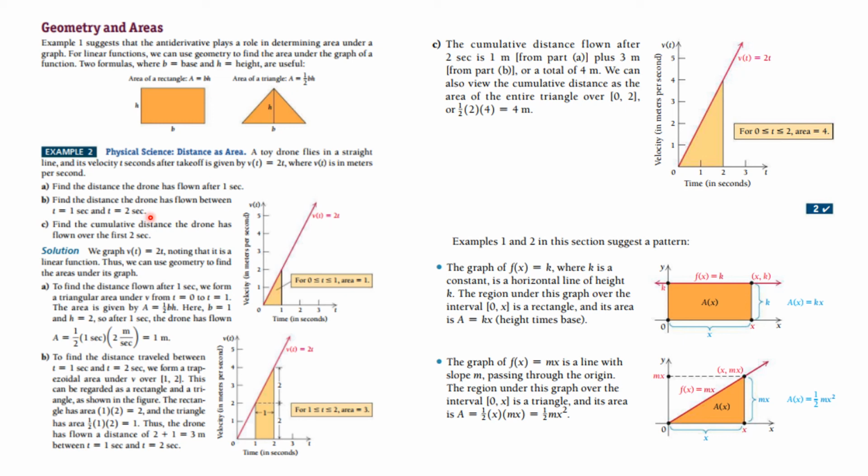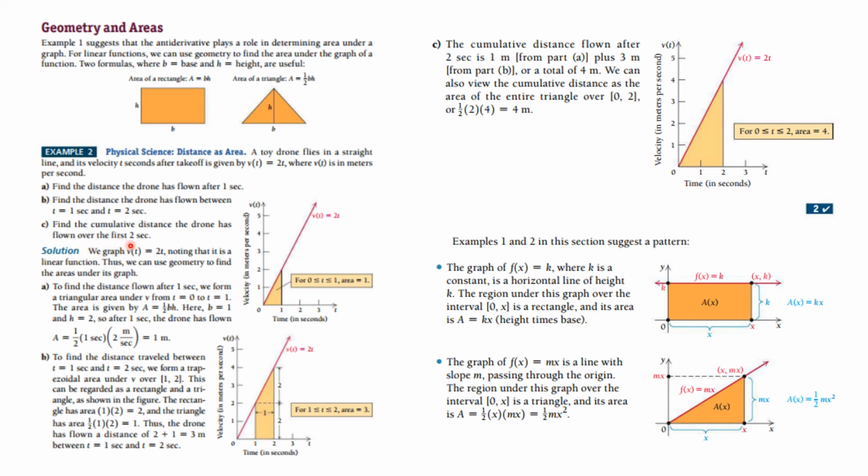B, find the distance the drone has flown between t equals 1 and t equals 2 seconds. Well, it's this picture, and the distance here was 1, but then we have to calculate this. There are really two pieces: a triangle on top and a rectangle on the bottom. The area is 3, because the rectangle is 1 times 2, which is 2, and the triangle is 1/2 the base times the height, so this is 1. So the area of the triangle is 1, the rectangle is 2, and the total area is 3.